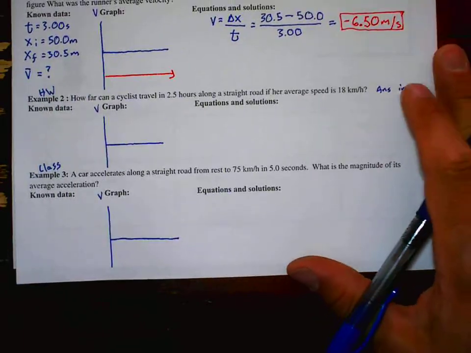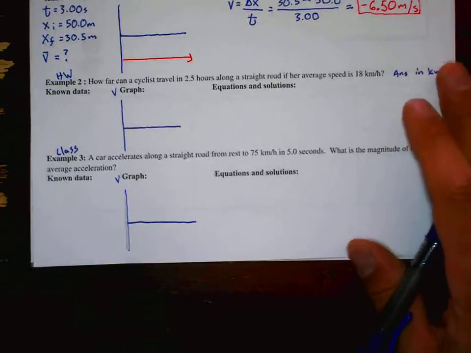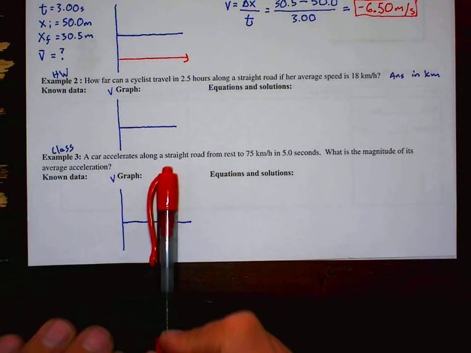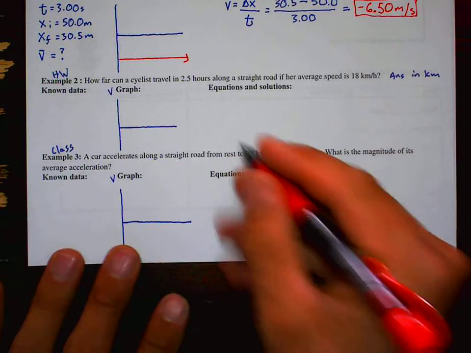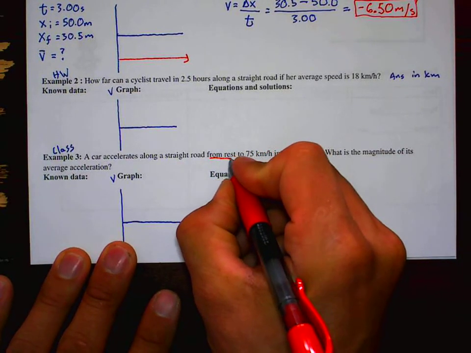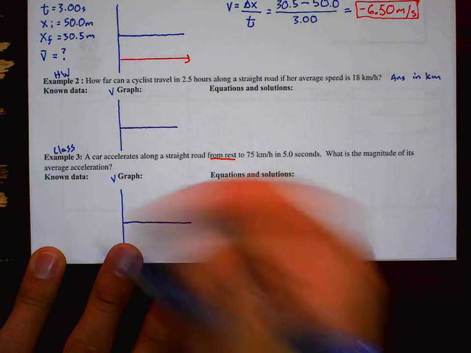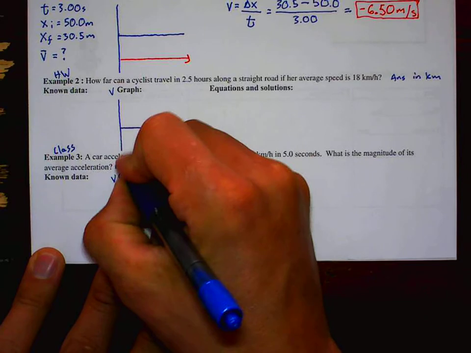Okay, last thing I'm going to say today, and then you have some work time. Number 3 here. Okay, we've got a car accelerating on a straight road from rest. Okay, I like to underline things like that. 275 kilometers per hour in 5 seconds. Okay, what's the magnitude of its average acceleration? And we're going to do this one in meters per second squared.